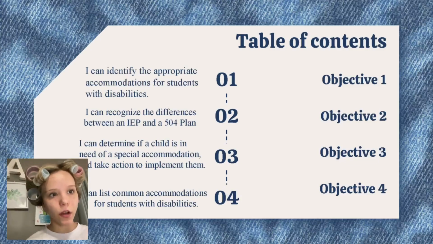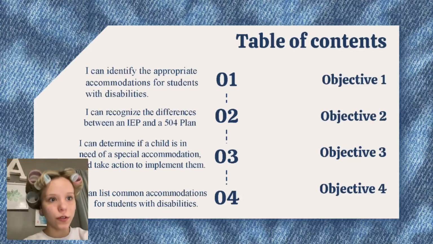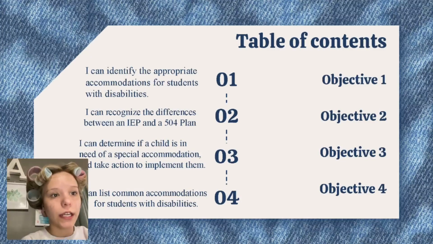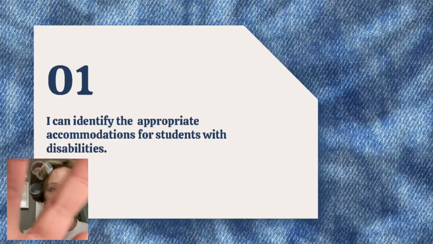This is just a table of contents. I can identify the appropriate accommodations for students with disabilities. I can recognize the differences between an IEP and a 504 plan. I can determine if a child is in need of a special accommodation and take action to implement them. And I can list common accommodations for students with disabilities. So these are just the 4 objectives that we are going to go over today.